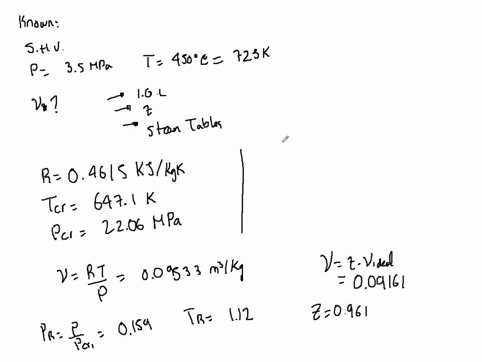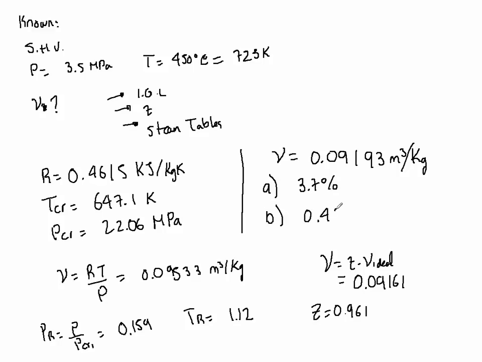For the steam tables, you go to table A6, and for the value of this pressure and this temperature, we find that the specific volume is equal to 0.09196 meter cubed per kilogram. And then, comparing these values, the percentage error for part A is going to be around 3.7%, and for part B it is 0.4%.